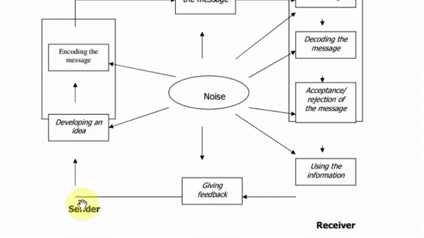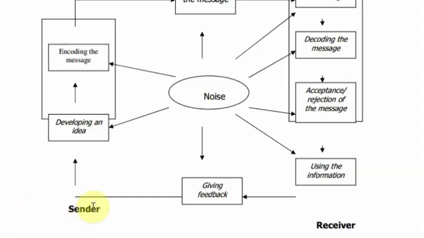So first, the sender must have an impulse. He must have some source: what to send, what to ask, what to give. For example, let us take an example. What is the impulse for me? Yes, I'm feeling thirsty. So what I need is a glass of water.